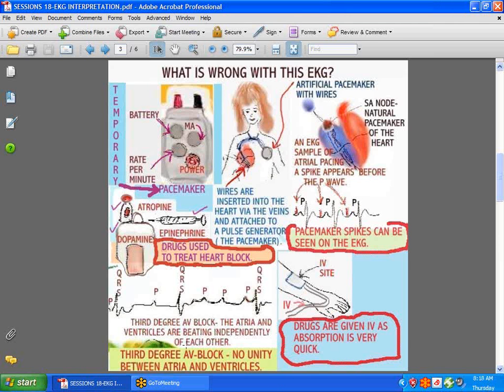Then we have third-degree AV block, and what is unique to third-degree AV block is that you have the atria and the ventricle working independently of each other, so there's no unity.